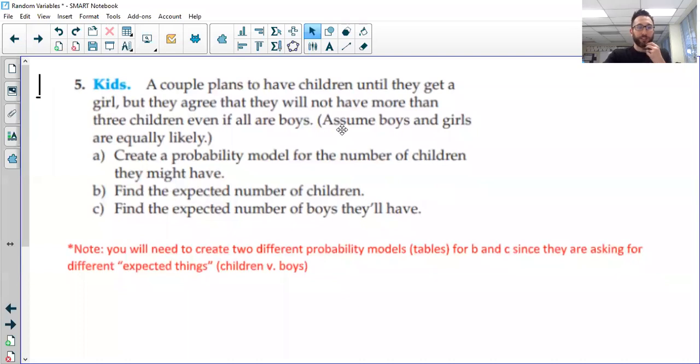A couple plans to have kids till they get a girl, but they agree they're not going to have more than 3 children, even if they are all boys. And we're going to assume boys and girls are equally likely, a 50-50 chance of each. That's not really true. It's a little different from 50-50. You can Google that when you get bored.